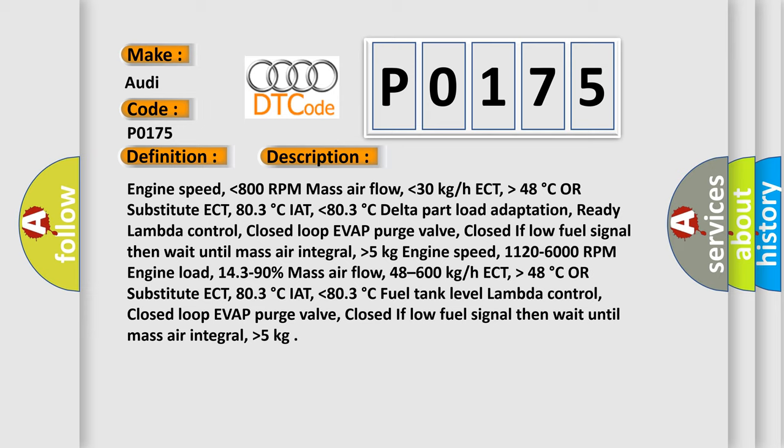Engine speed lower than 800 RPM, mass air flow lower than 30 kg, ECT higher than 48 degrees Celsius OR substitute ECT 80.3 degrees Celsius, IAT lower than 80.3 degrees Celsius, delta part load adaptation ready, lambda control closed loop, EVAP purge valve closed; if low fuel signal then wait until mass air integral higher than 5 kg. Engine speed 1120 to 6000 RPM, engine load 14.3 to 90%, mass air flow 48 to 600 kg, ECT higher than 48 degrees Celsius OR substitute ECT 80.3 degrees Celsius, IAT lower than 80.3 degrees Celsius, fuel tank level, lambda control closed loop, EVAP purge valve closed; if low fuel signal then wait until mass air integral higher than 5 kg.